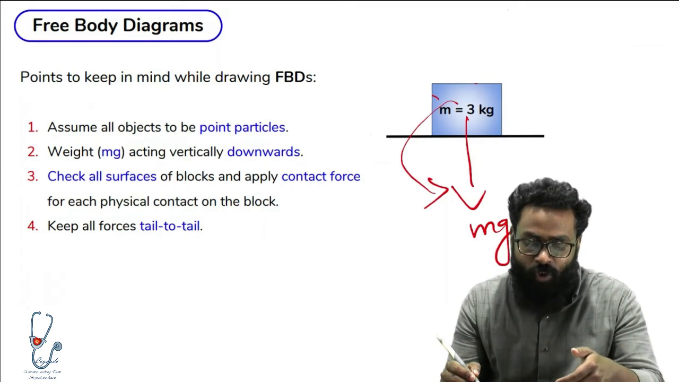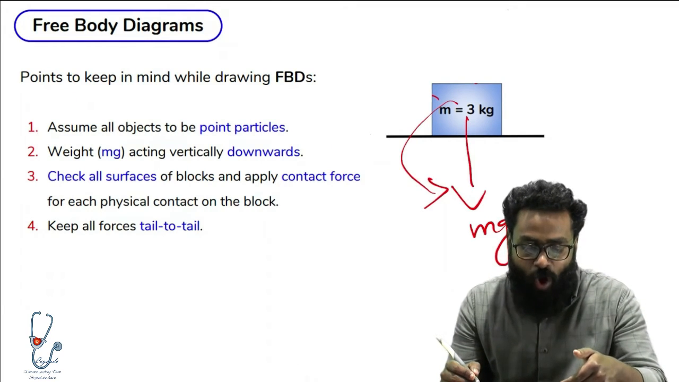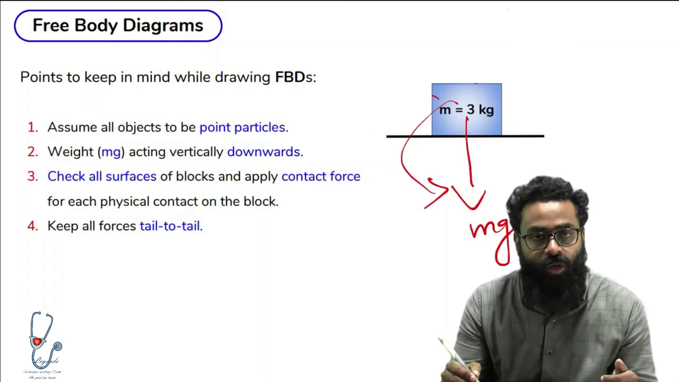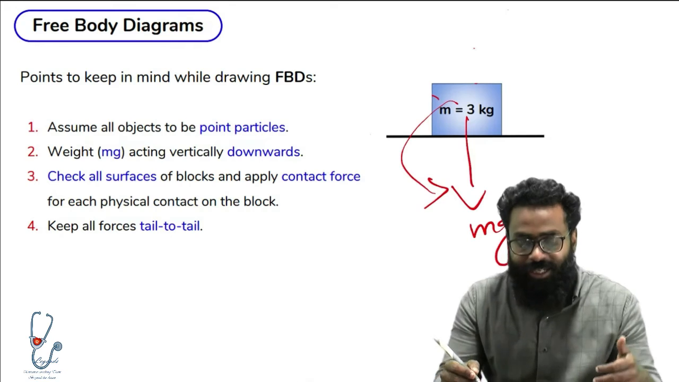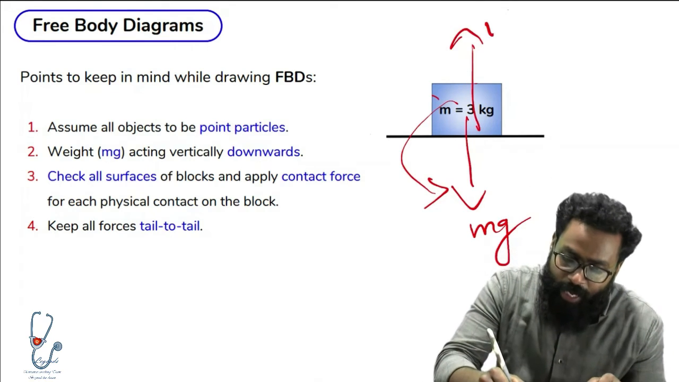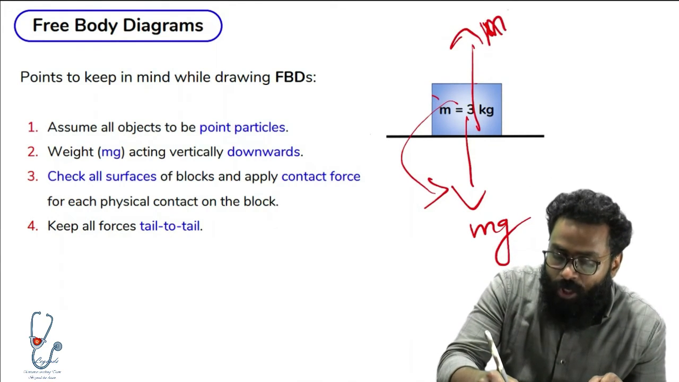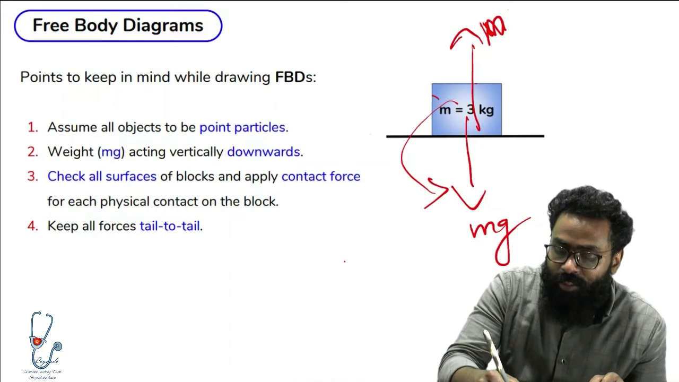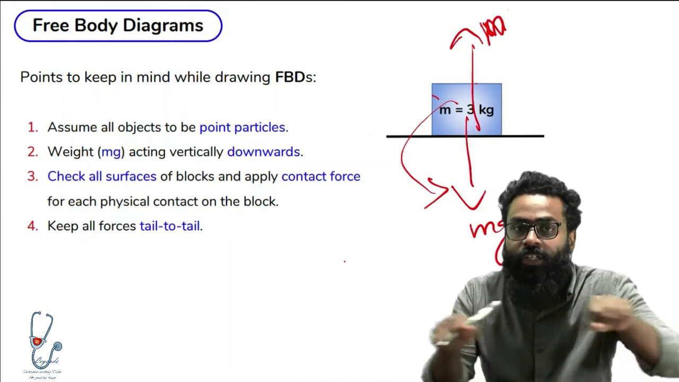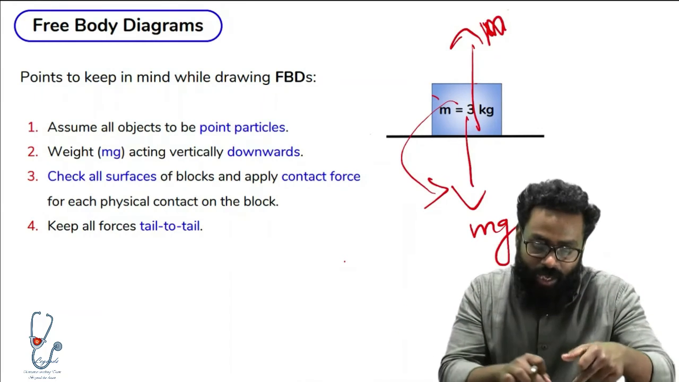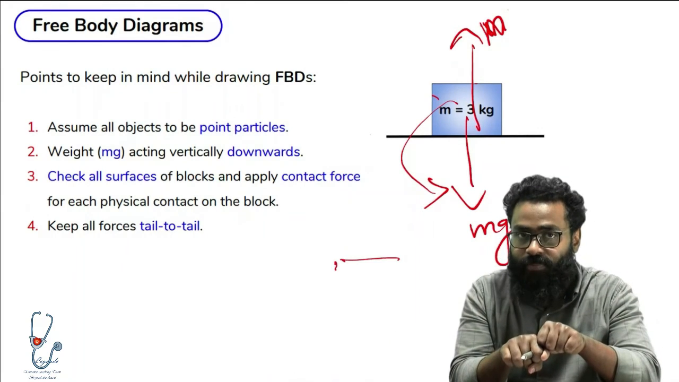Check all surfaces of the block and apply a contact force for each physical contact of the block. Okay, the next one is to keep all forces tail to tail. There will be a force of normal reaction, that is N. So this is tail to tail. Okay, keep forces tail to tail.